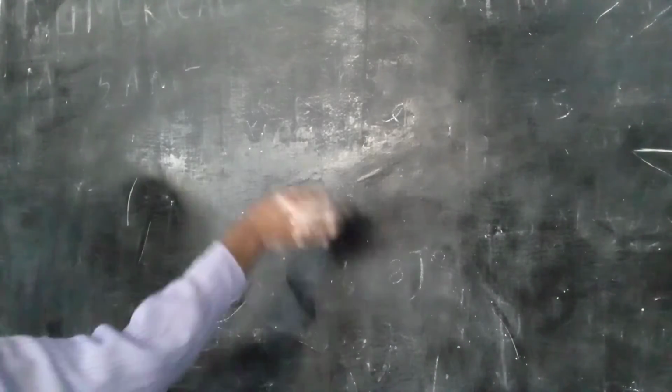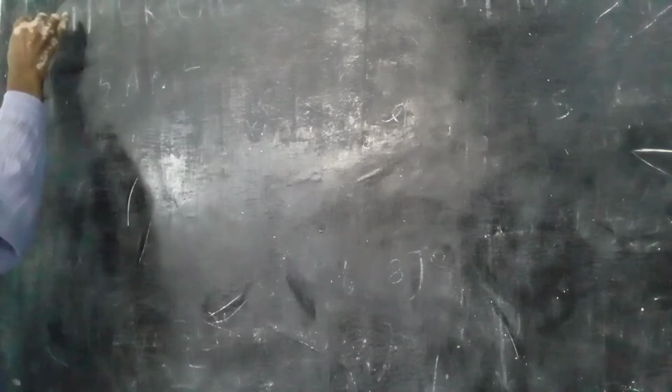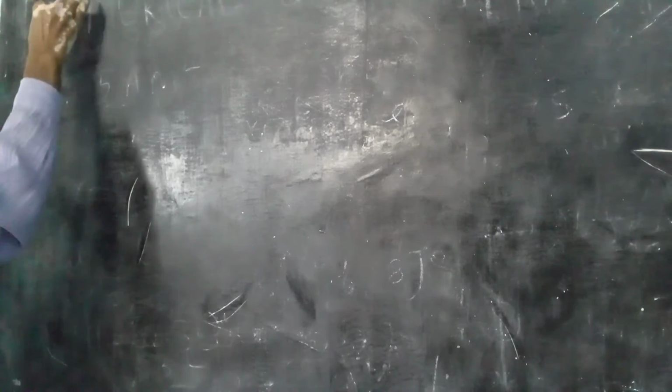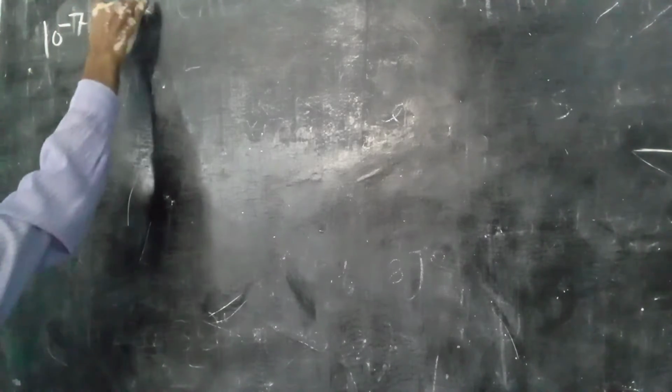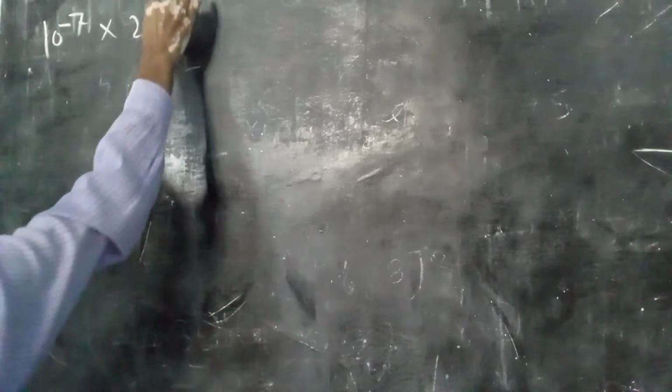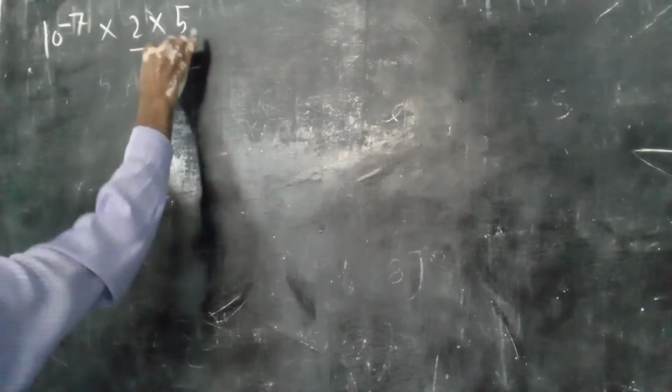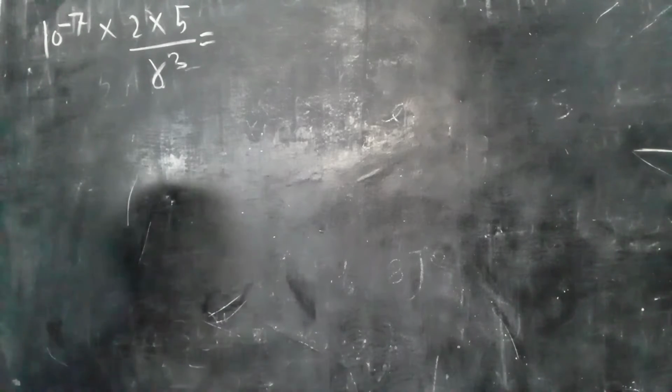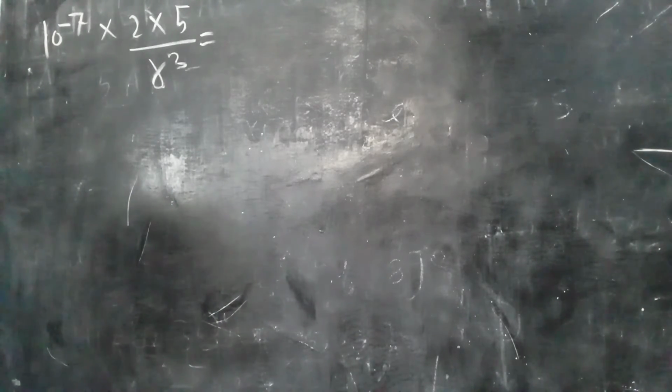So write the value of mu naught upon 4 pi, 10 raised to power minus 7, 2 into M. The value of M is 5, upon r cube. We have to determine r. The value of H is 0.38 Gauss.